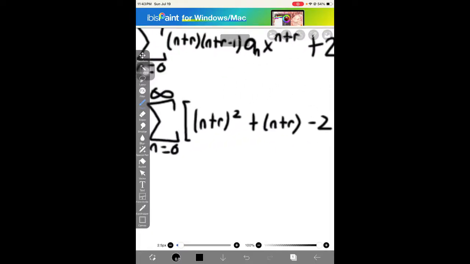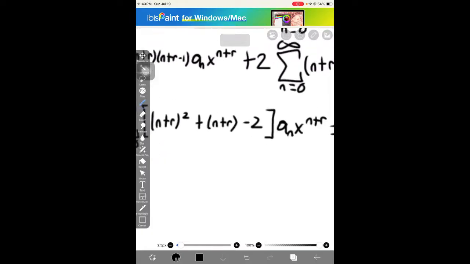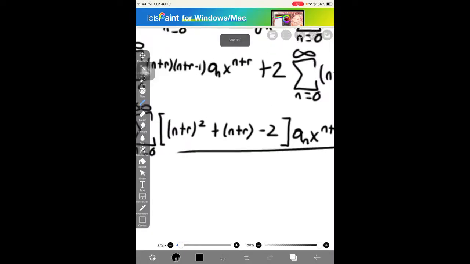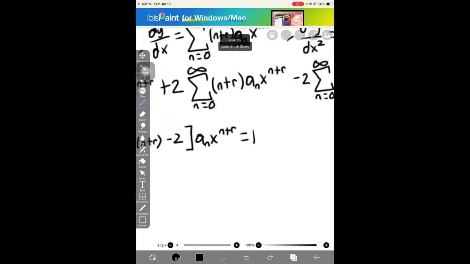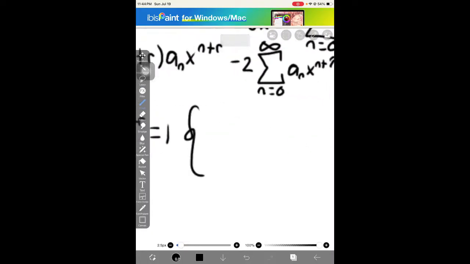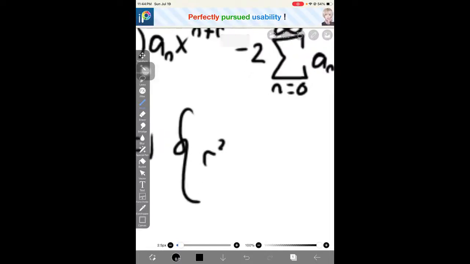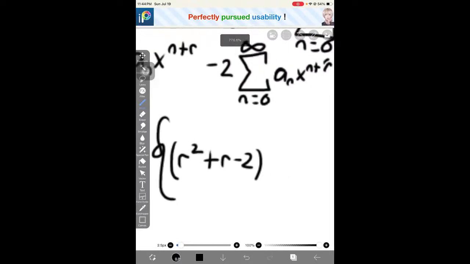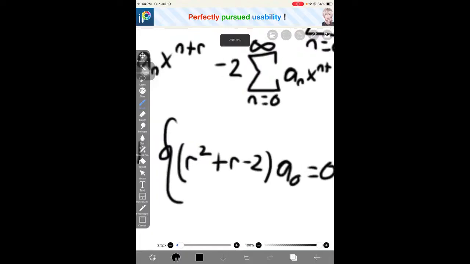So in this indicial equation, we need to find the value of r. So how are we going to do that? We're going to set all of the n's that exist right now equal to 0, and that's what we're going to focus on. Let me show you. r squared plus r minus 2 a sub 0 equals 0. Why?